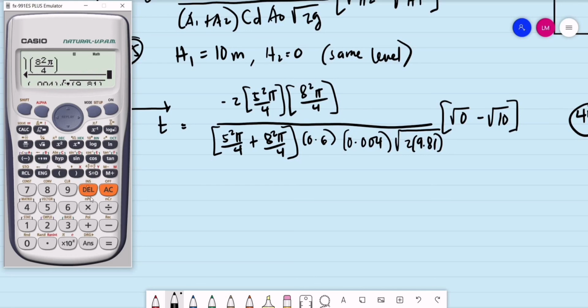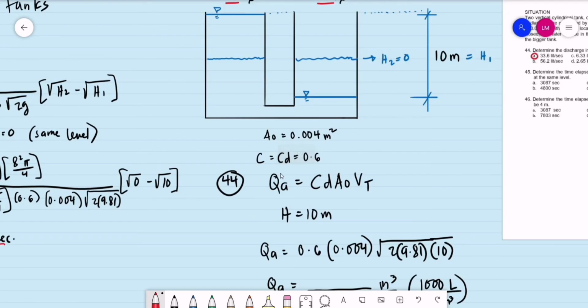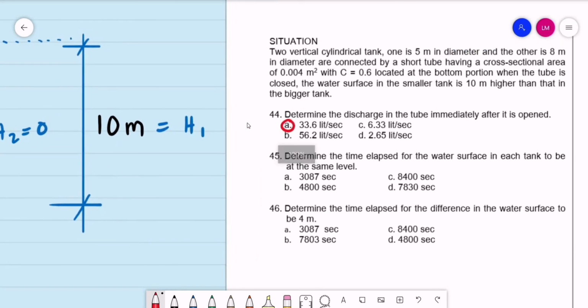So, ito na lang muna, yung constants. Equals, times, this is the square root of the final head, 0, minus the square root of the initial head, that is 10. That's 8,400.19. So, the total time needed is 8,400.19 seconds. So, check natin if we have this value sa choices. Question number 45. So, yun na yun siguro.